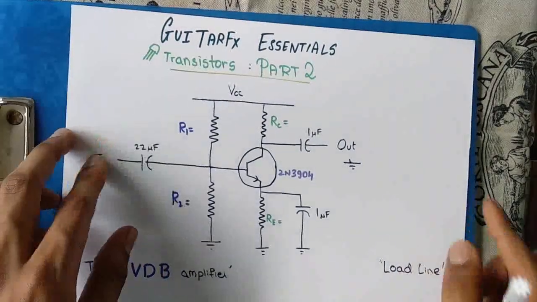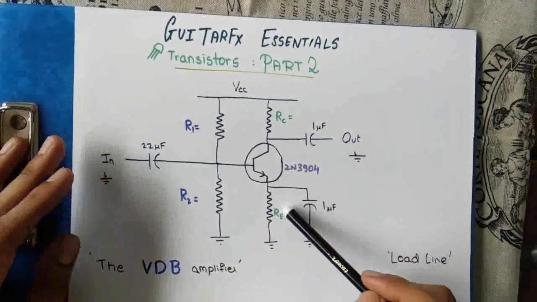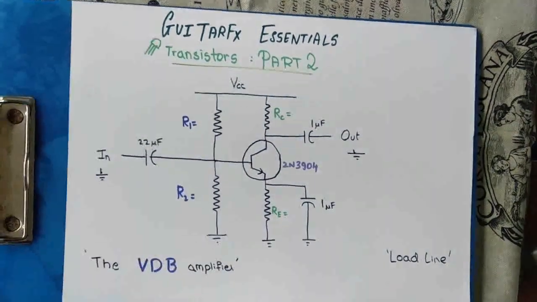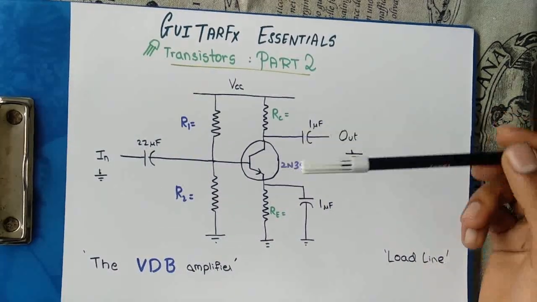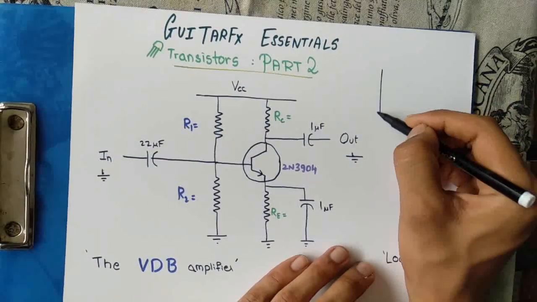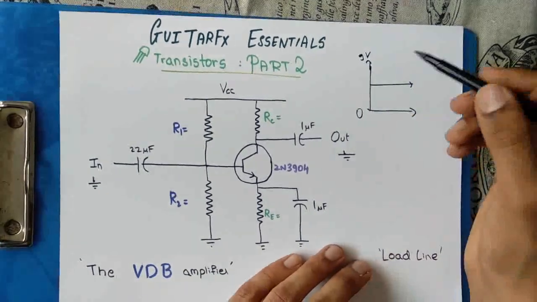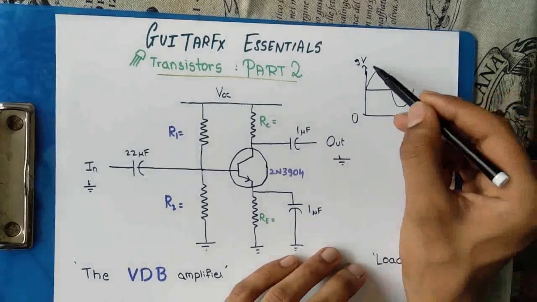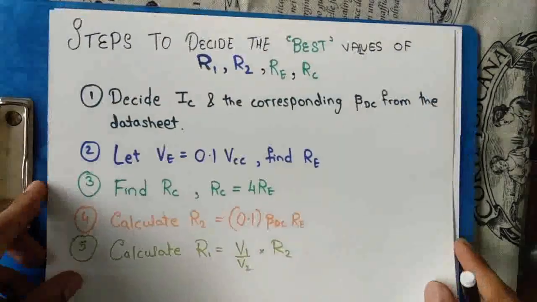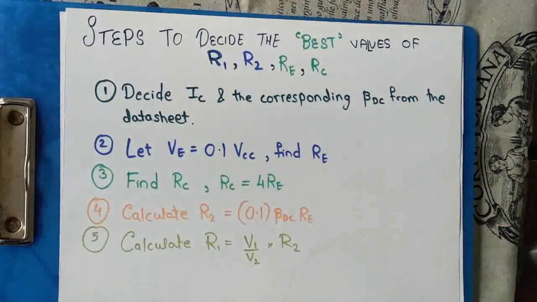Finally, let's come to the main purpose of this video, and that is a technique by which we can determine R1, R2, RC and RE so that we have the output DC voltage shifted to exactly half of the supply voltage, so that we have a lot of space for the output signal to oscillate without getting clipped. So it's a 5-step process, and we'll be discussing each step in detail one by one.